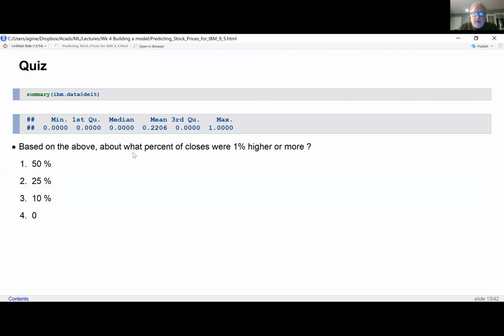Okay. I'll give you a hint. You can read it off of this data table. Any guesses? Niels, any thoughts? 0.